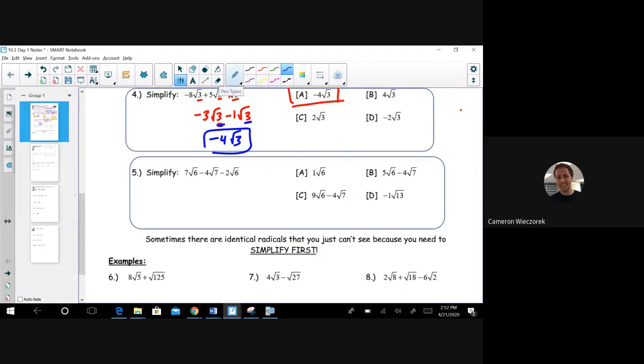Number 5, give this one a shot. Pause me again, try this one out, and then I will reveal the answer and show you some work for this one.